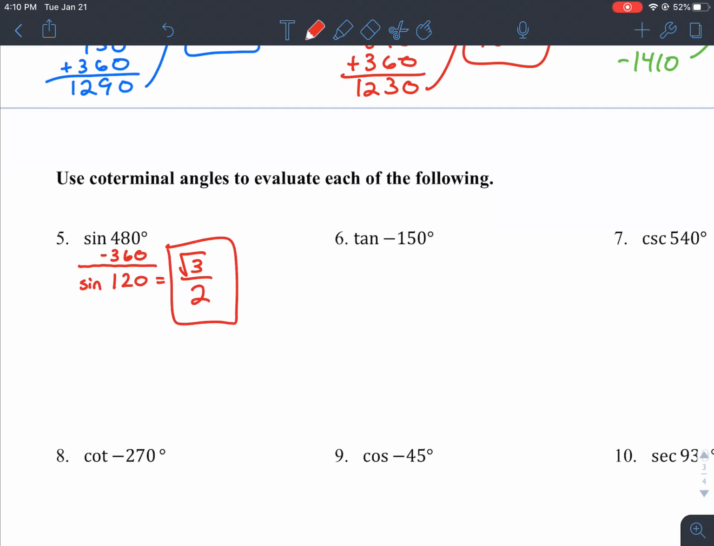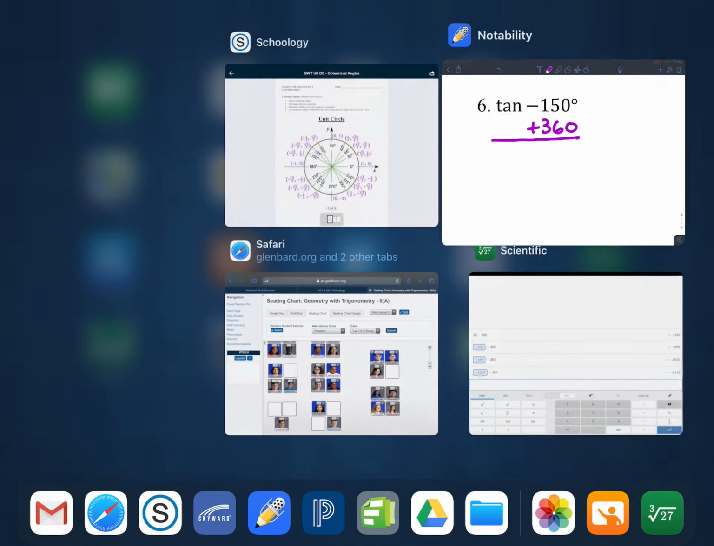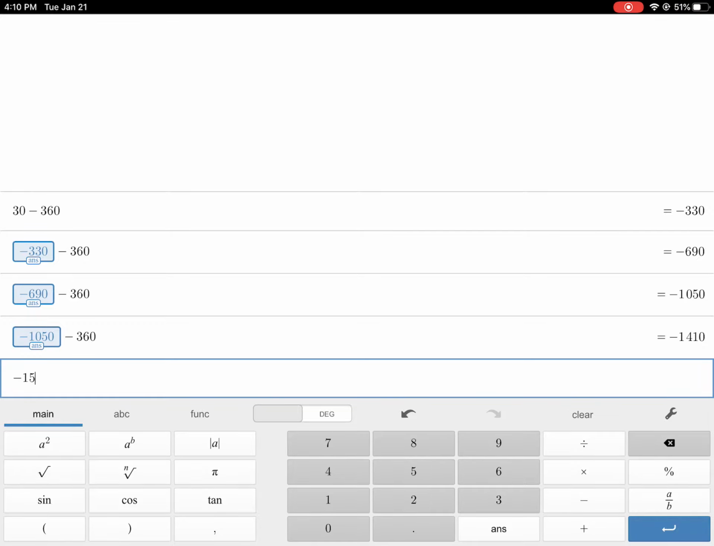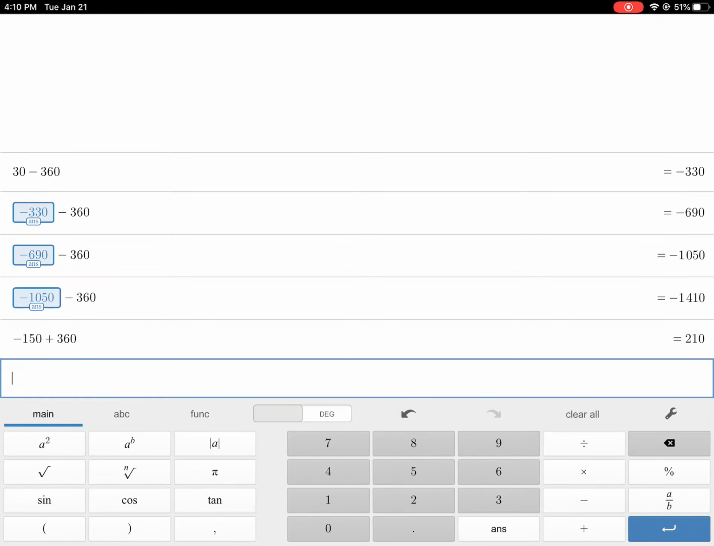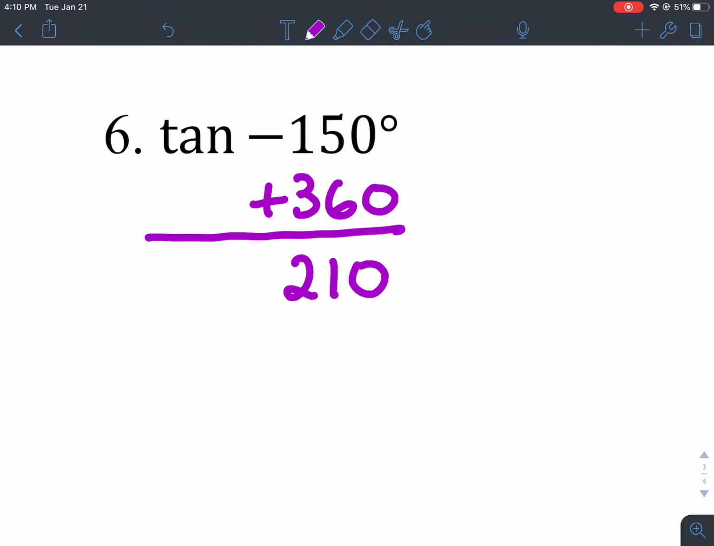So the sine of 480 is root 3 over 2, and that's it for that problem. Okay, let's take a look at the second one. Tangent of negative 150. Again, negative 150 is not on the unit circle. I need to add 360. Okay, so negative 150 plus 360 gives us 210. 210 is on the unit circle, so I want the tangent of 210.